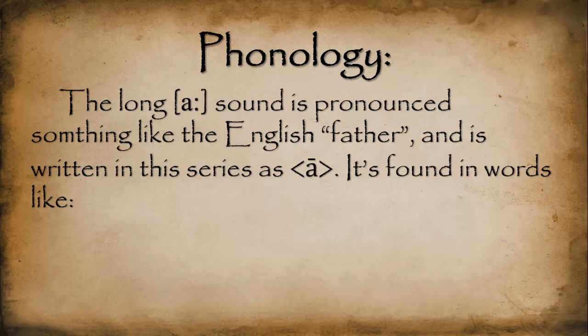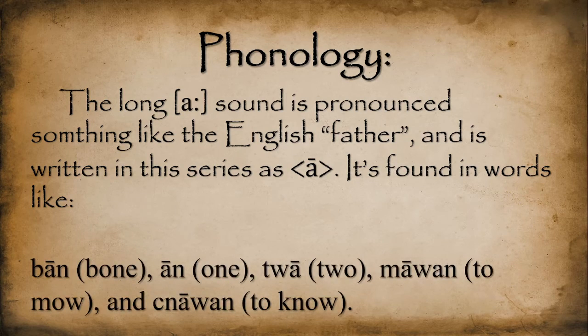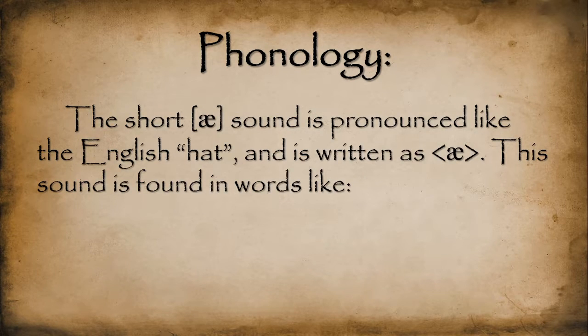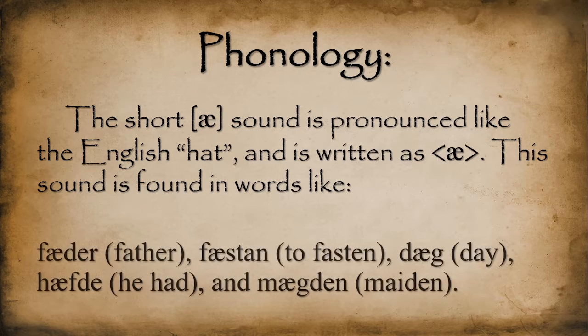The long A sound is pronounced something like the English father, and is written in this series as A with a macron. It's found in words like ban, meaning bone, an, meaning one, twa, meaning two, mawan, to mow, and cnawan, to know. The short ash sound is pronounced like the English hat, and is written as ash. This sound is found in words like fader, father, fæston, to fasten, dæg, day, hæfde, he had, and mægden, maiden.